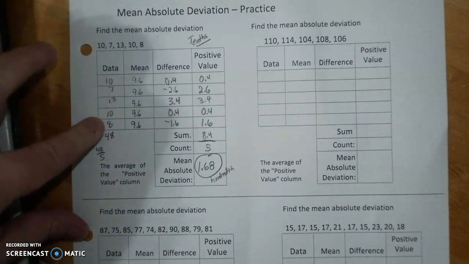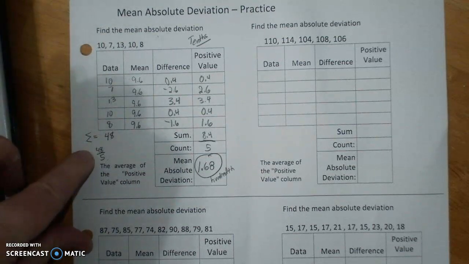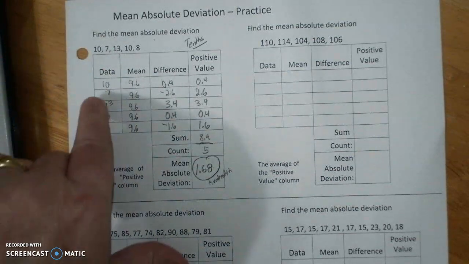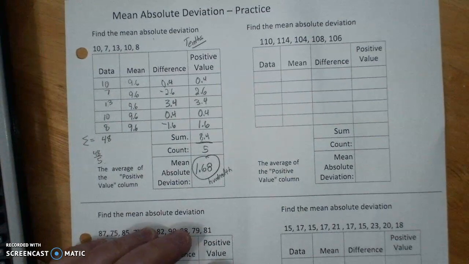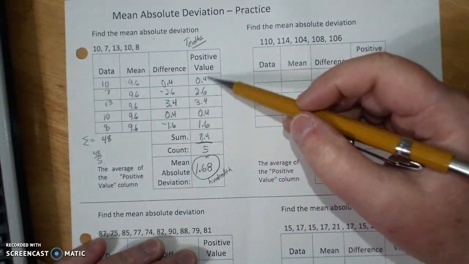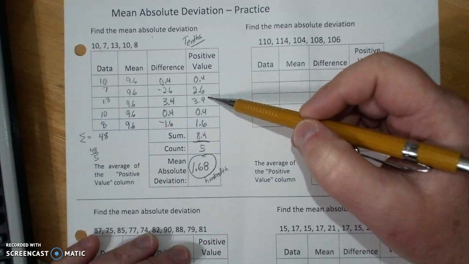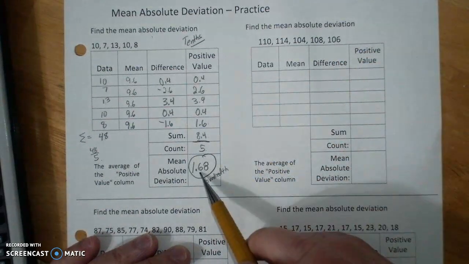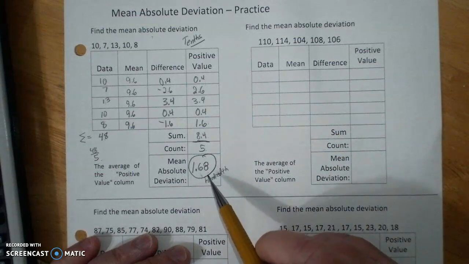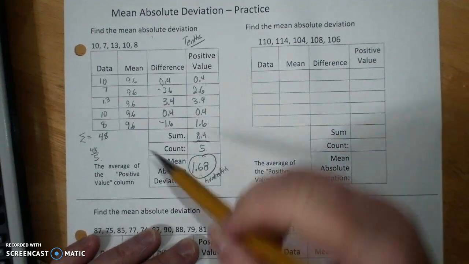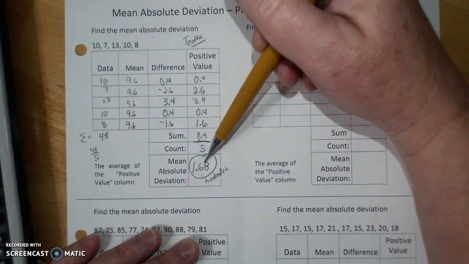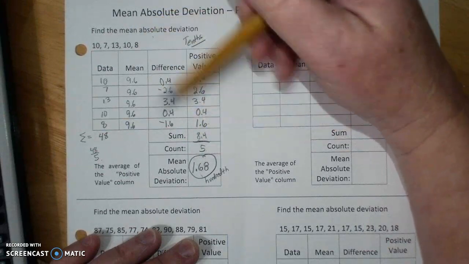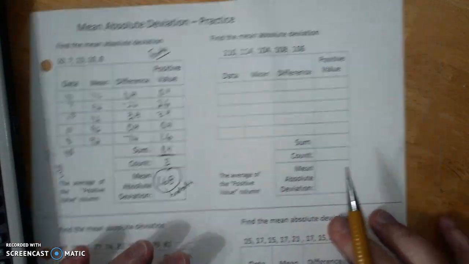So, I wrote my data, I took the sum, I divided by the number of data points, I wrote the mean down, I found the difference, I then did the absolute value, which means take the positive value, I added them up, and divided by the number of data points. This is called the mean absolute deviation. And what it says is 10 is about 1.6 off the mean. 7 is about 1.68 off the mean. 13, and so forth. Okay?